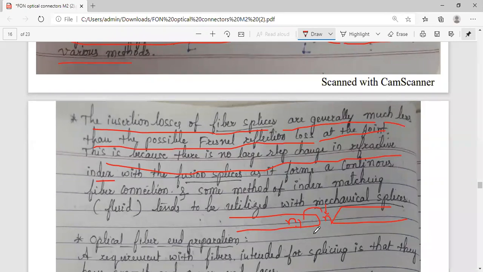Many parameters will change. If the refractive index changes, the speed gets affected. You know, many aspects we have seen already in the case of Fresnel's reflection. Because the refractive index changes, how are the losses getting increased? We have seen that. So if you use permanent joints, what will happen? You can avoid this gap. Permanently you patch it up completely, so you don't have the sudden change of refractive indices. So there is no large step change in the refractive index when you go for fusion splicing. If this change doesn't happen, then obviously the losses will be lower.